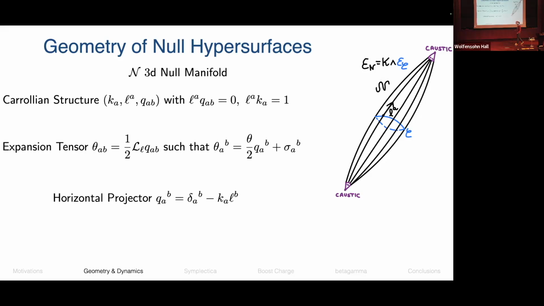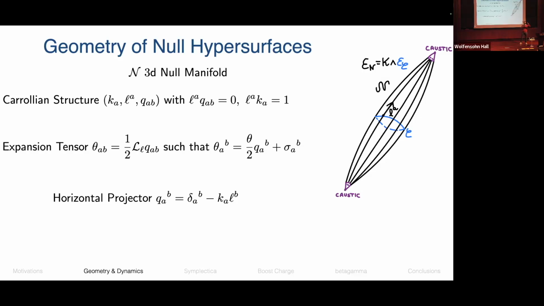In the following, I will use this projector to decompose all my tensors in the spaces that are horizontal and orthogonal. Now, just a disclaimer: I will use the word horizontal or the word vertical or tangent to L indistinguishably, and the word horizontal or orthogonal to L indistinguishably.